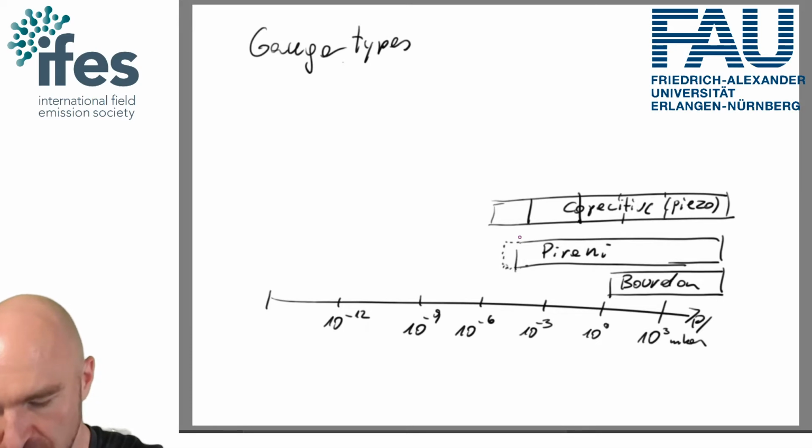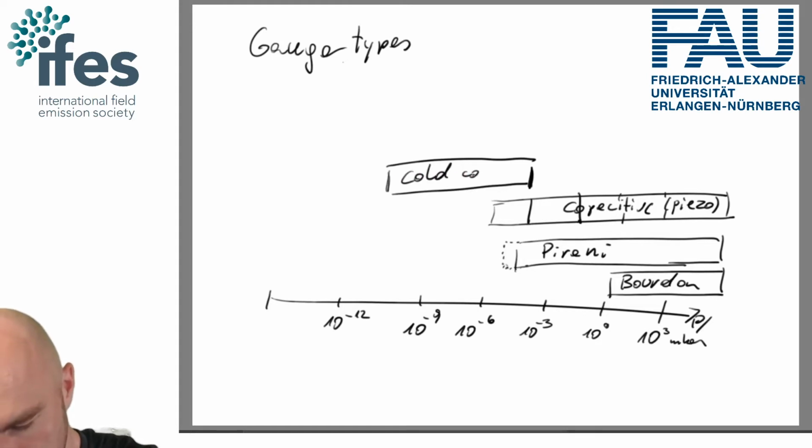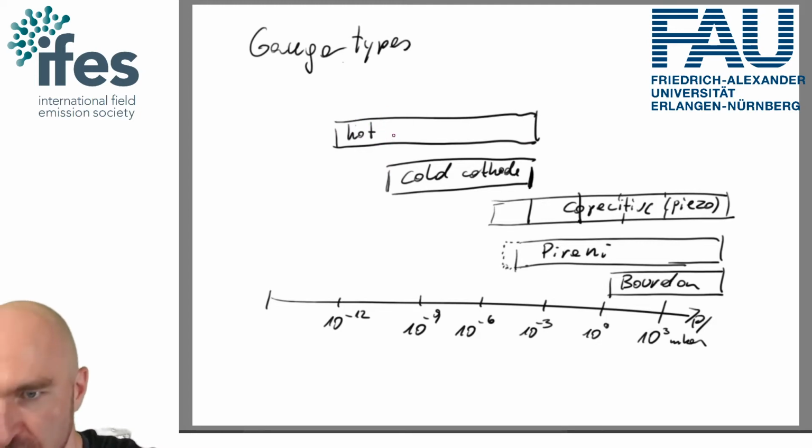Then we have, up to about 10 to the minus 10-ish, 10 to the minus 11, starting at about 10 to the minus 5, starting around about here, from here we have cold cathode gauges. And down to about 10 to the minus 12, we have hot cathode gauges. We have hot filament, hot cathode.